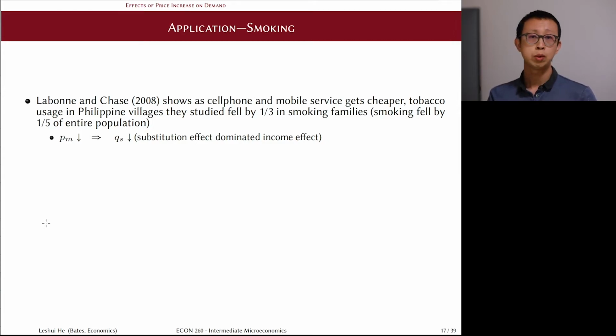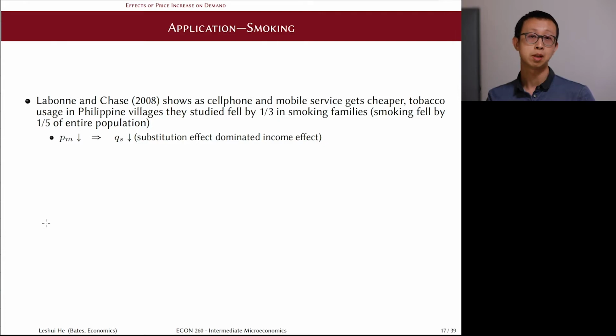Well, one way to understand this finding through our framework of consumer choices is the following. We can think of a representative consumer choosing between two goods, mobile services and smoking, given a fixed budget, of course. Now, as the price of mobile services gets cheaper, we can think through the substitution effect and the income effect. By the substitution effect, mobile services now provide a higher bang for the buck because of its higher per dollar utility. Therefore, the consumer substitutes some cigarette consumption by consuming more mobile services.